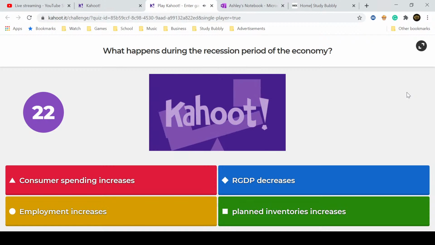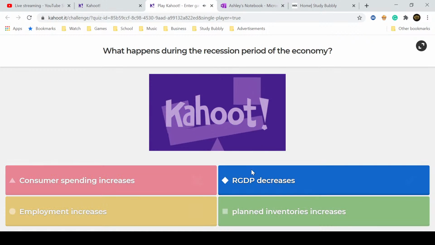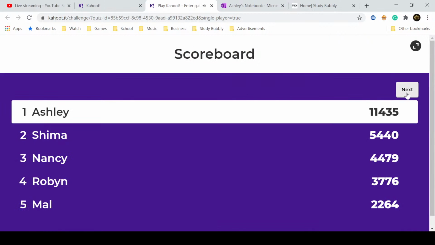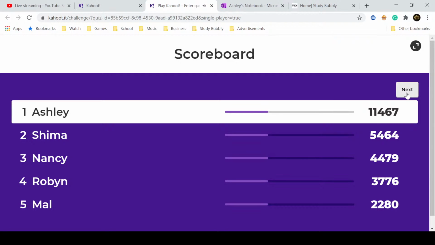So what happens during the recession period of the economy? So basically, during the recession period of the economy, real GDP decreases. Everything else, like planned inventories increasing, that helps GDP. Employment increasing, that's not recession, that's expansion period of the economy. Consumer spending increasing, that helps GDP, aka economic growth, so that's not recession again. When real GDP decreases, that's just showing that we're in a recession. Hopefully that makes sense. Again, ask any questions in the chat if you have them.